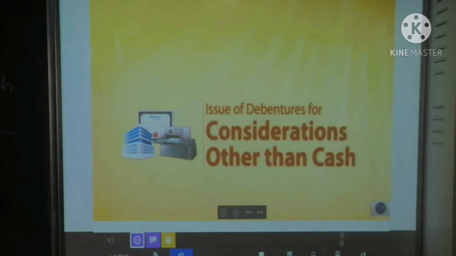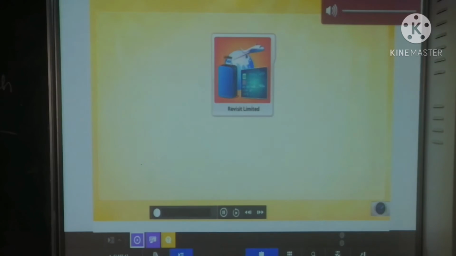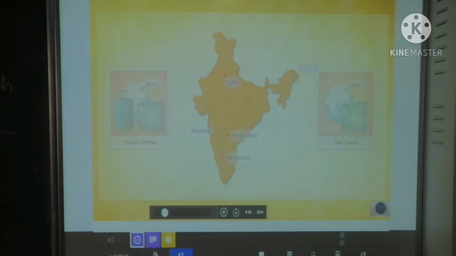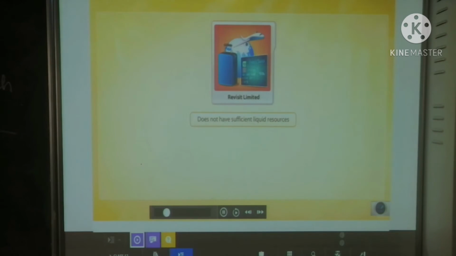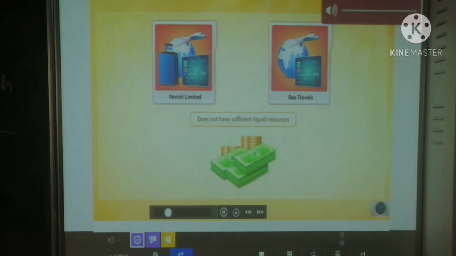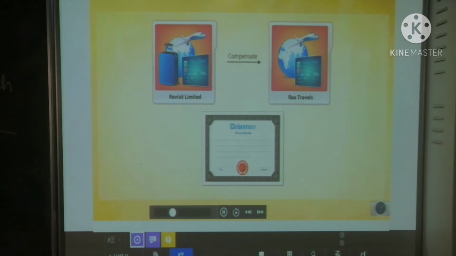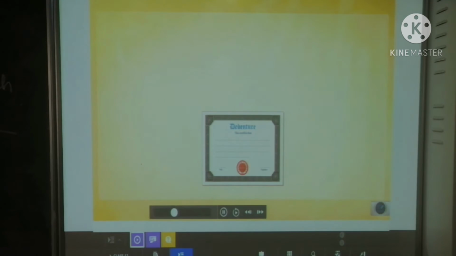Issue of debentures for considerations other than cash. Revisit Limited is a well-established travel agency with offices in Delhi, Bengaluru and Mumbai. It wants to expand operations to Hyderabad by taking over Rao Travels. However, Revisit does not have sufficient liquid resources to buy Rao Travels. Therefore, both parties agree that Revisit will compensate Rao Travels by issuing debentures equivalent to the purchase consideration.